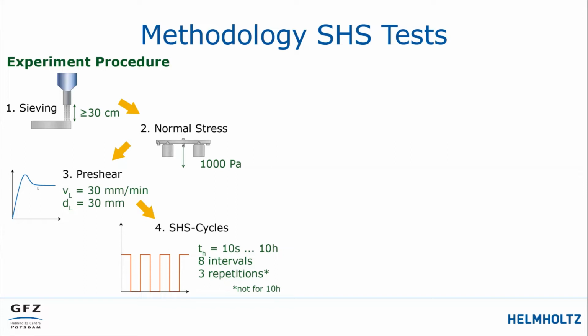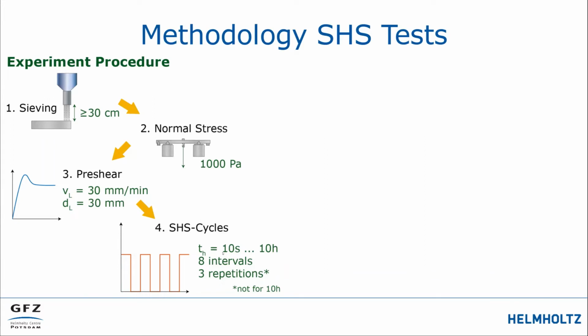So in the beginning, we pre-shear the material to have this equilibrium friction, and we have a nice shear zone formed. And then we do several slide cycles. So these cycles are intervals of shearing, and then we hold for a certain amount of time, then we shear again. And these cycles go from 10 seconds to about 10 hours. We do 8 intervals with 3 repetitions.